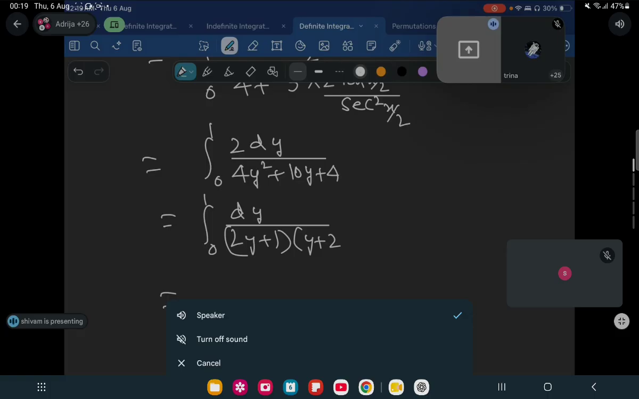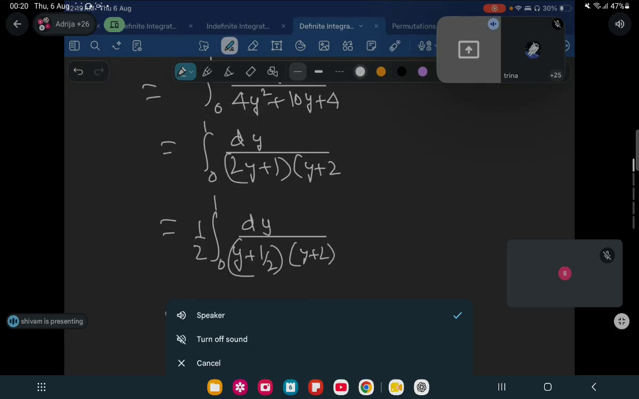Okay. So this will become integral from 0 to 1. Wait a minute. 2 common, y plus half. 1 by 2 common, dy upon y plus half into y plus 2. So finally we are getting 1 by 2. What is the difference? Difference is 2 minus half, 3 by 2. So into 2 by 3, ln mod of y plus half by y plus 2.